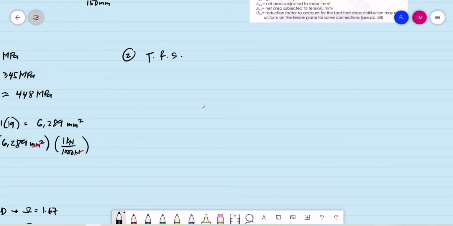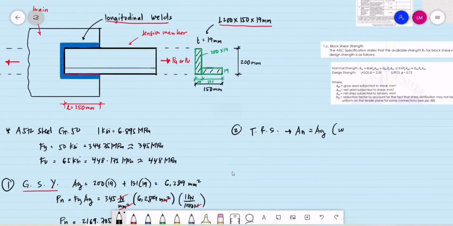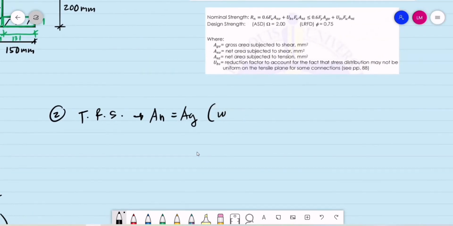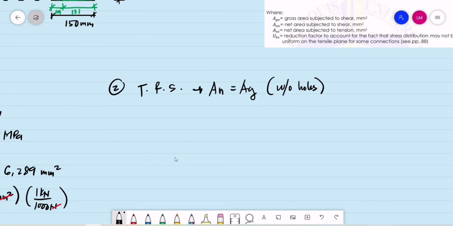So for the tensile rupture strength, supposedly we need the value of the net area. But for this case, the net area is basically equal to the gross area for a reason that, again, this is a welded connection. So for our welded connection, we don't have holes for bolts. So let's say this is without holes. Since we don't have holes for bolts, the area net is basically equal to the area gross.